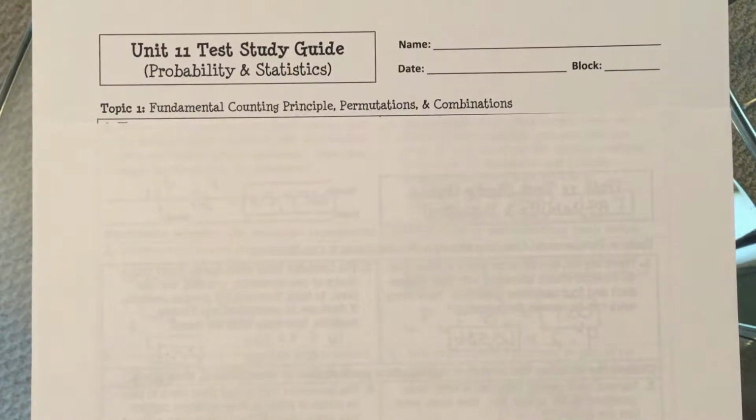All right, this is the Unit 11 Test Study Guide. Topic 1 is Fundamental Counting Principle, Permutations, and Combinations.